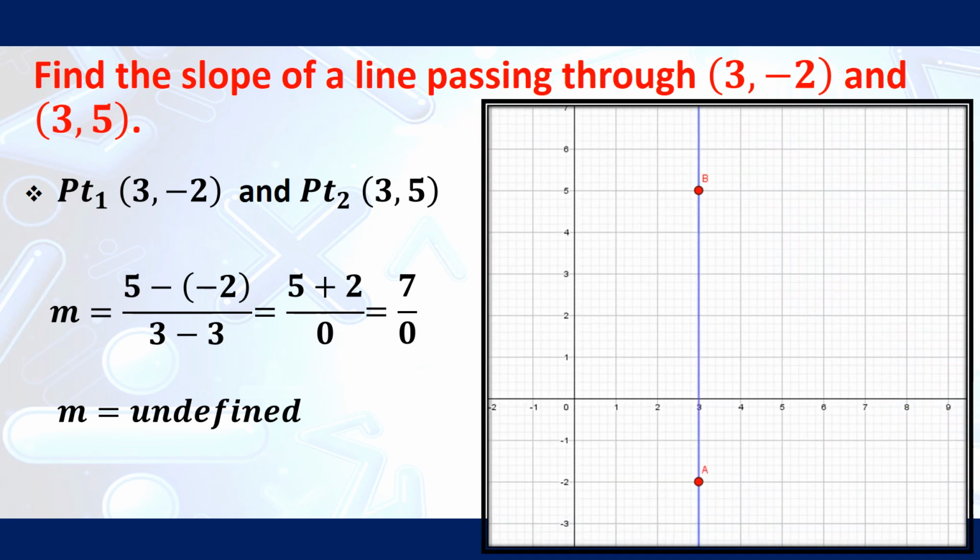This is the graph of this example. Take note that if the slope is undefined, the graph is vertical, and the value of x is the same.